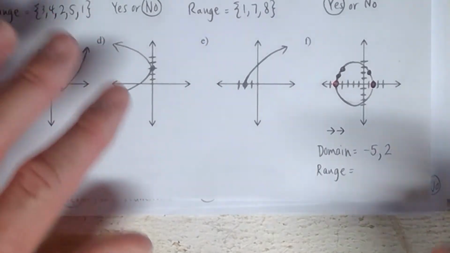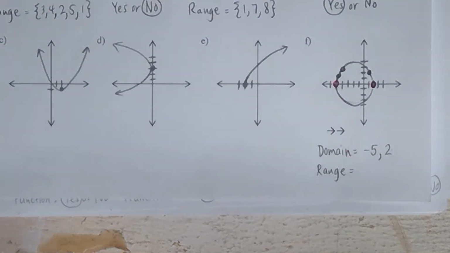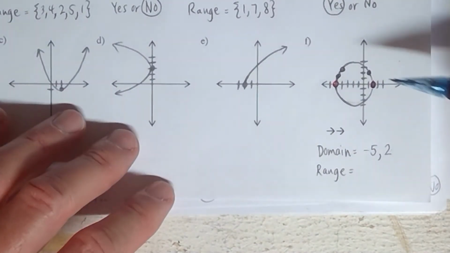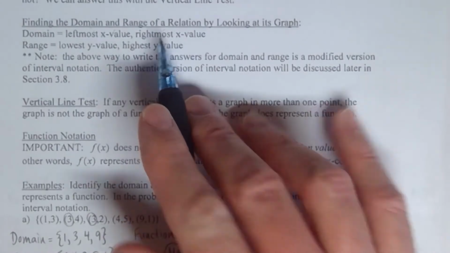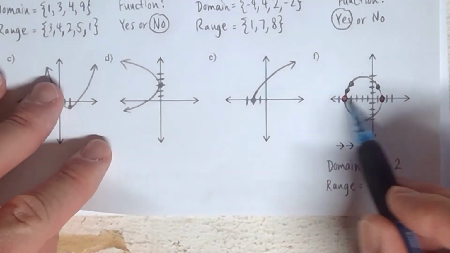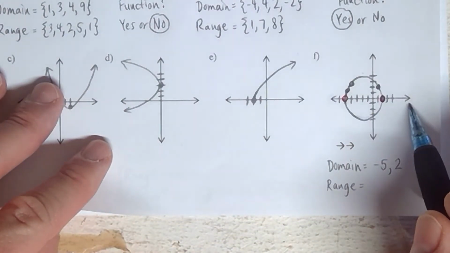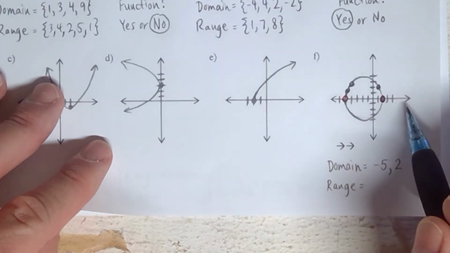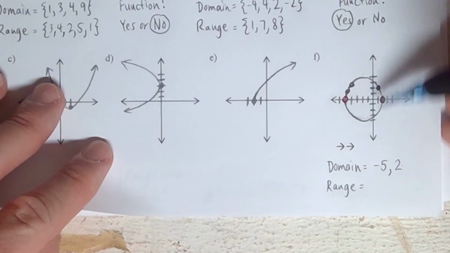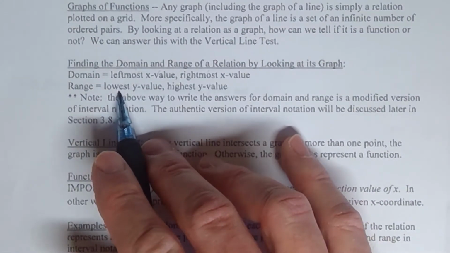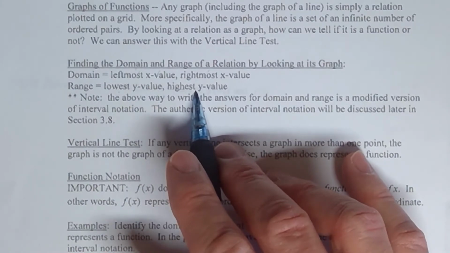The range is similar, but because the range is y, we're focusing not on left and right. By the way, why did we focus on left and right when we did the domain, you guys? It's because the x-axis goes from left to right. Domain is x, so x-axis. It makes sense, right? Since the y-axis goes up and down, from low to high, that's why the range is lowest to highest. It's because the y-axis goes low to high.